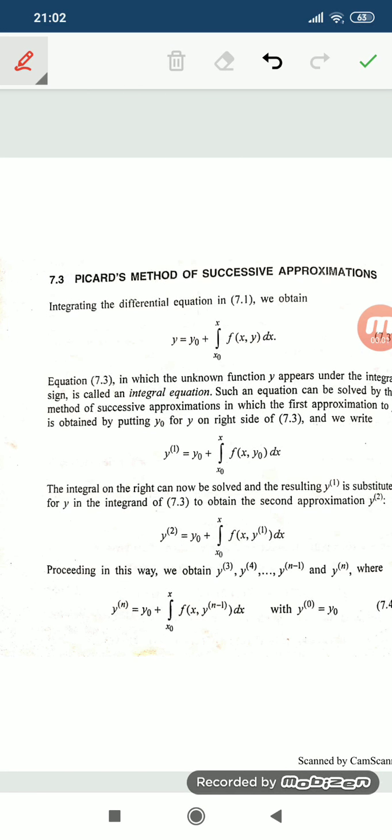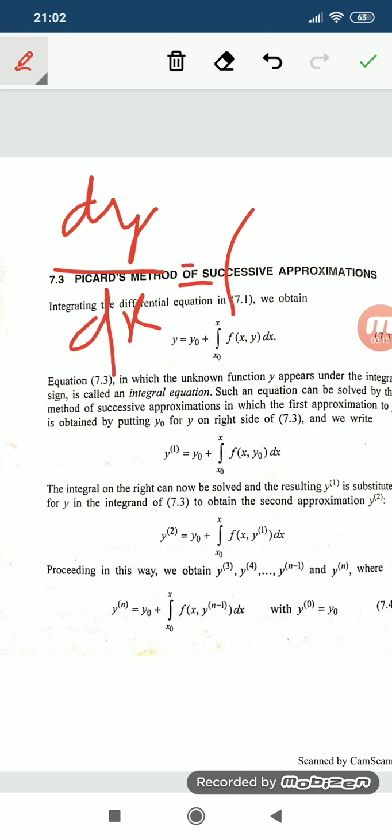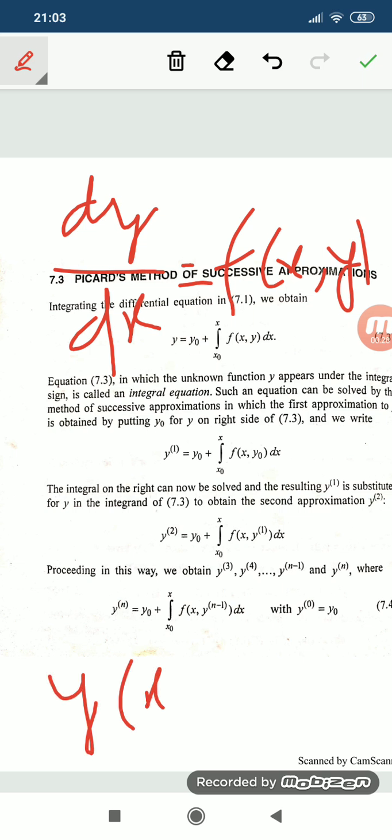Students, in our last lecture, we talked about Taylor series solutions of ordinary differential equations. And in this lecture, we will talk about Picard's method of successive approximation. To understand the method, let us recall our general first order differential equation. This was given by dy/dx equal to f(x, y), and we were also given the initial condition, y at x naught is equal to y naught.